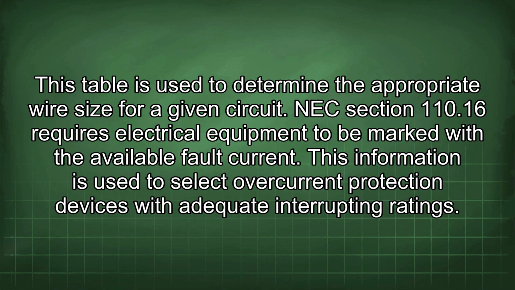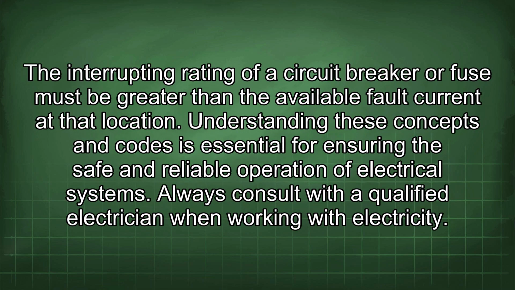NEC Section 110.16 requires electrical equipment to be marked with the available fault current. This information is used to select overcurrent protection devices with adequate interrupting ratings. The interrupting rating of a circuit breaker or fuse must be greater than the available fault current at that location.